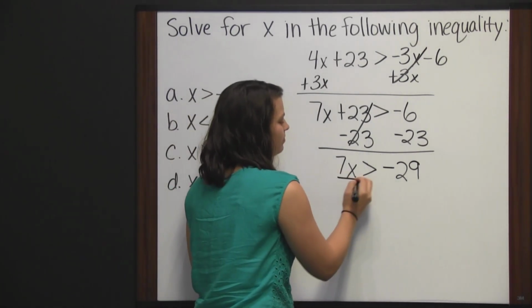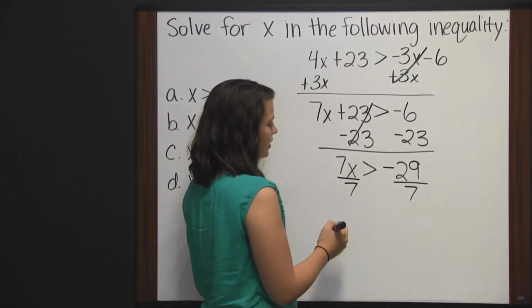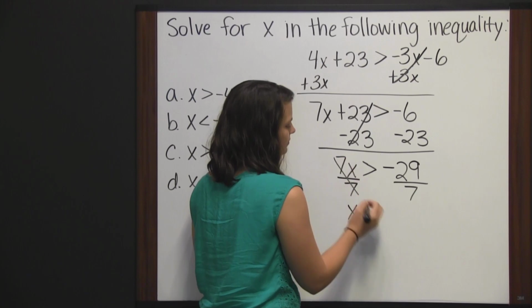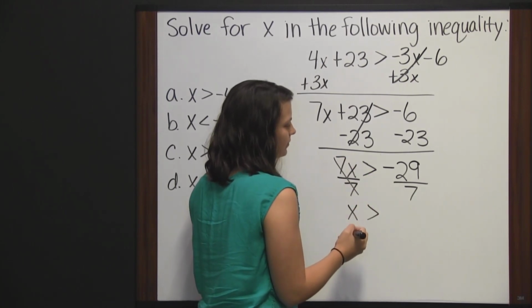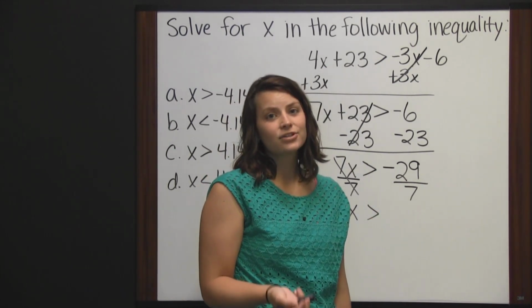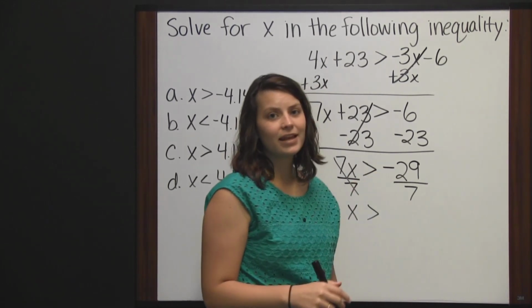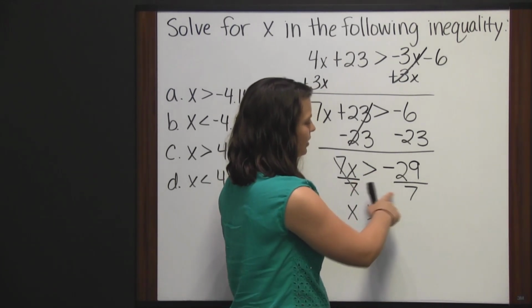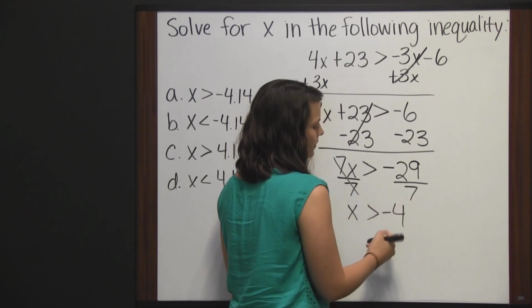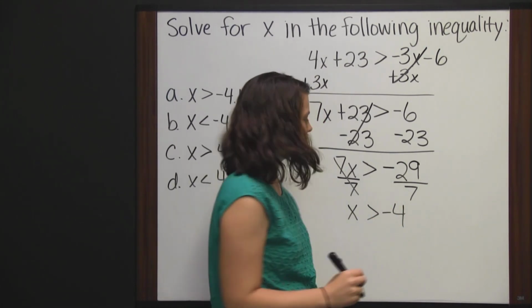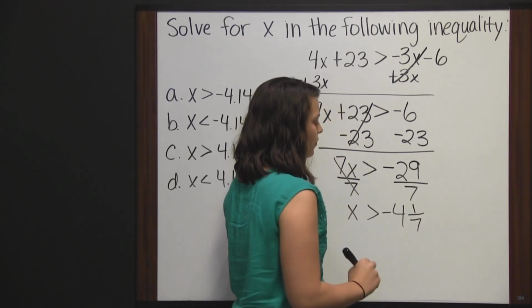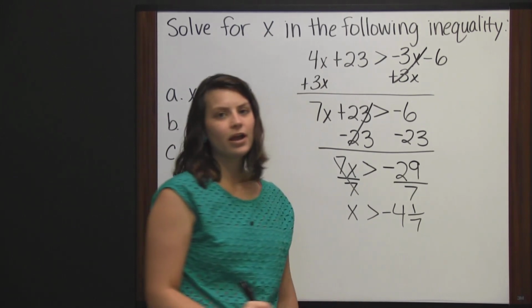Finally, we have to divide both sides by 7. 7 divided by 7 is 1, and 1 times x is simply x. Bring down the greater than sign. And then the first thing I'll do is change this into a mixed number, since I can't actually divide negative 29 by 7 and get an integer. So 7 goes into negative 29 4 times. So it's negative 4. 4 times 7 is 28. So that means that there's 1 left over out of 7. So it's negative 4 and 1/7. X is greater than negative 4 and 1/7.